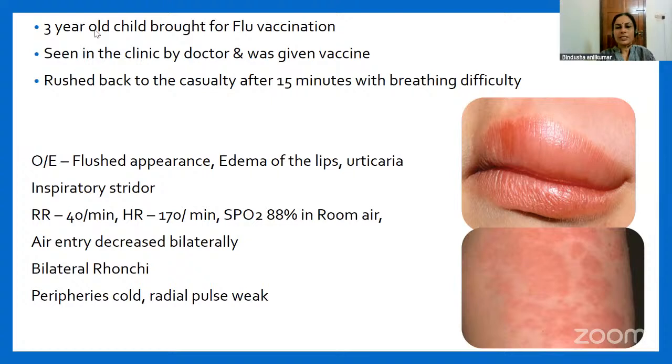You can see that there is an edema of the lips. Urticaria is there. This child is also having inspiratory stridor with a respiratory rate of 40 per minute. Tachycardia is there. Desaturation is also there. SpO2 is only 88% in room air. Air entry is decreased bilaterally. Bilateral bronchi is there. And peripheries are cold with a weak radial pulse.